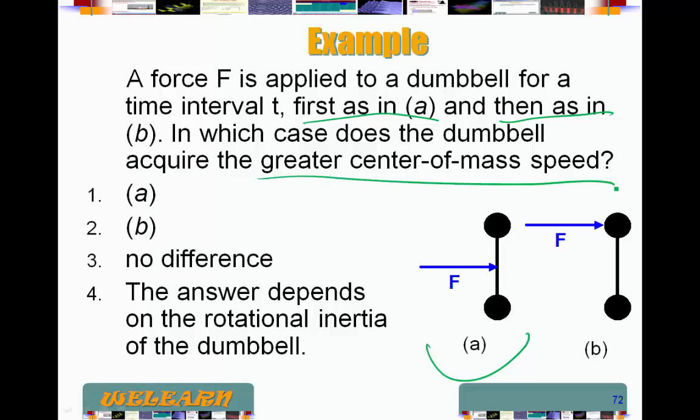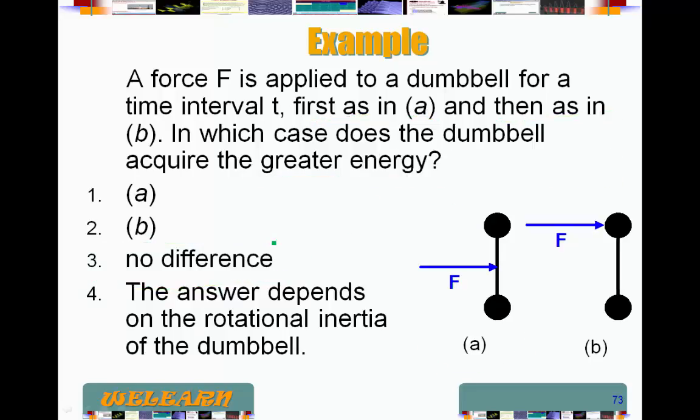When we consider the center of mass, all that's going to matter is we are applying a force. The force is going to result in an acceleration. F is equal to ma. Both of these cases are identical. Concerning center of mass speed, both of them are going to move linearly with the same acceleration, and they are going to acquire the same speed.